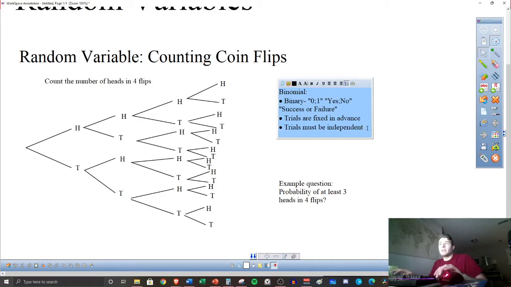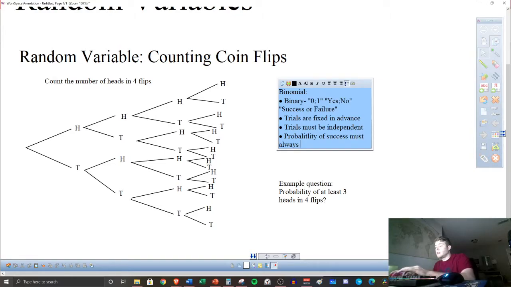And then the final thing, which sort of goes hand in hand: the probability, and we'll say P, of success must always be the same. And so this coin flip scenario perfectly models this binomial random variable, this binomial distribution. We have a binary option, which is key to this. Next, the trials are fixed in advance. The trials must be independent, and the probability of success must always be the same.